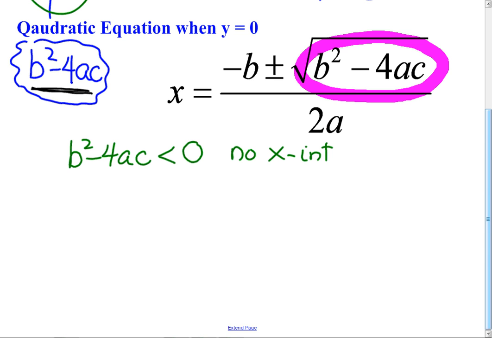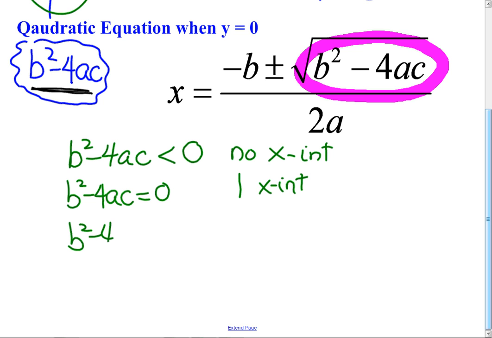It'd be good for you to write it down. If this is equal to 0, then there is one x-intercept. And if this is greater than 0, there are two x-intercepts.